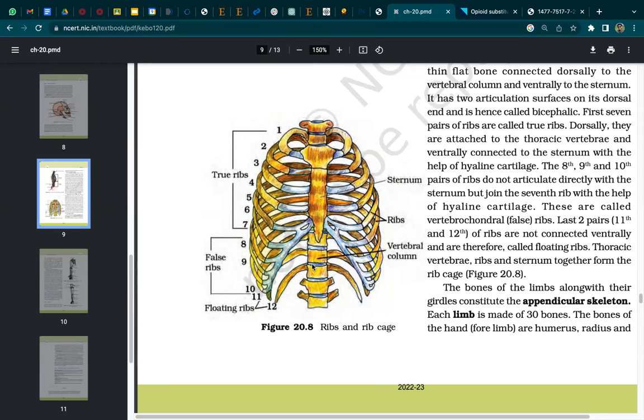So the axial skeleton is clear. True ribs, false ribs, floating ribs. Why are they called so?